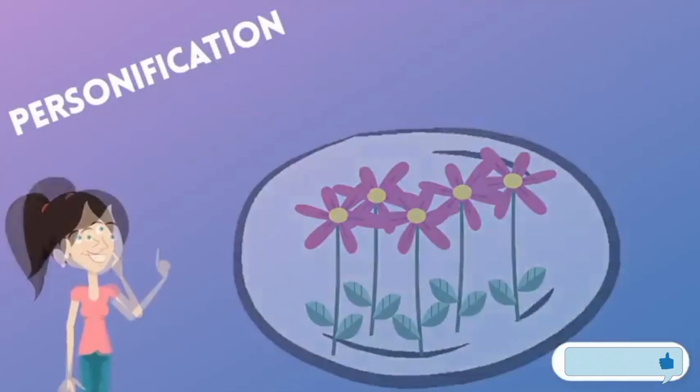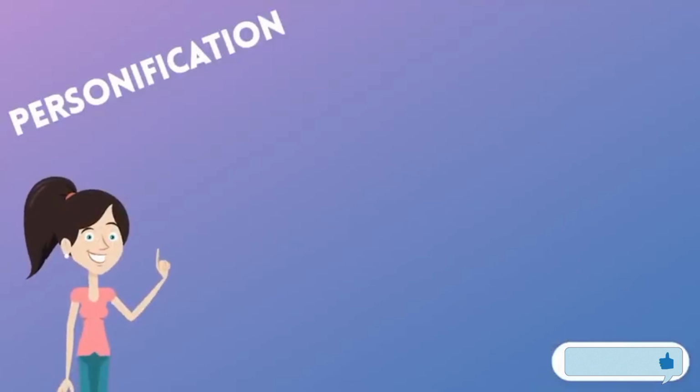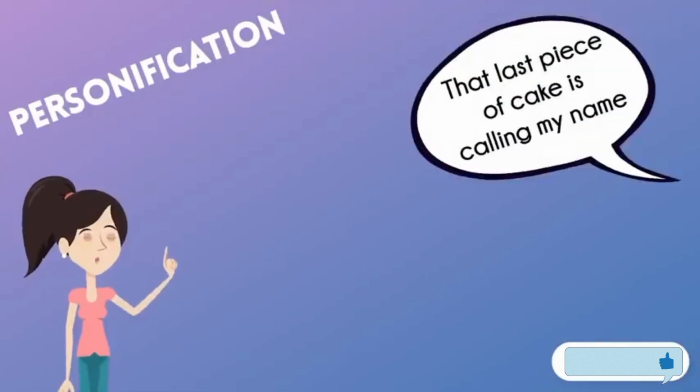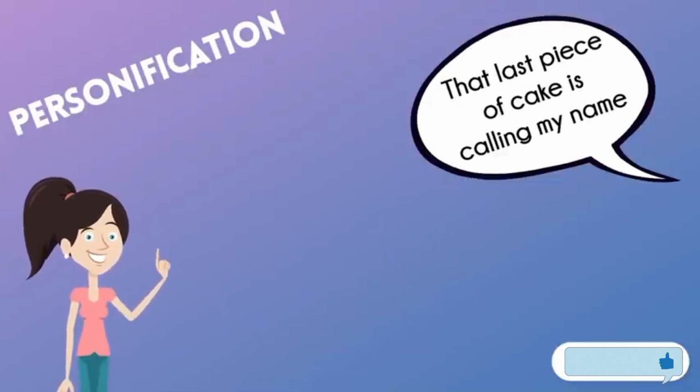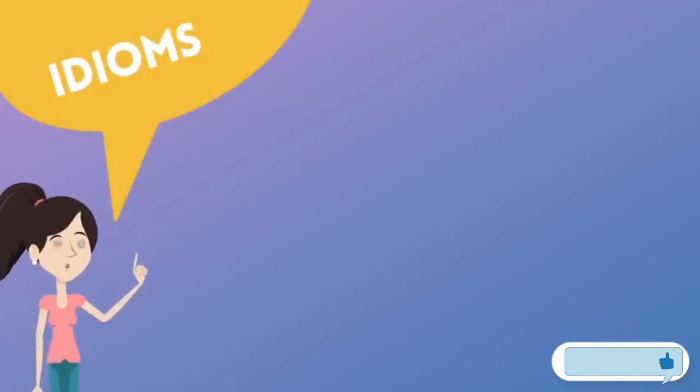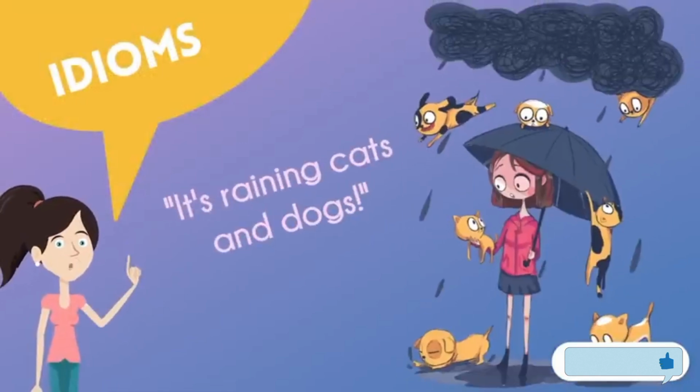Sometimes we even use personification in our daily speech when we say things like, "That last piece of cake is calling my name." The cake isn't really calling out someone's name, but this personification of the cake emphasises that the last piece of cake is very tempting. Have you ever heard someone say, "It's raining cats and dogs"?